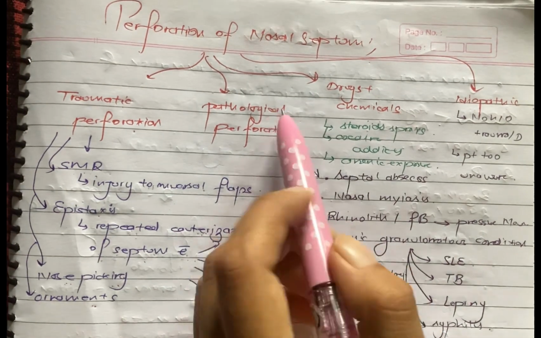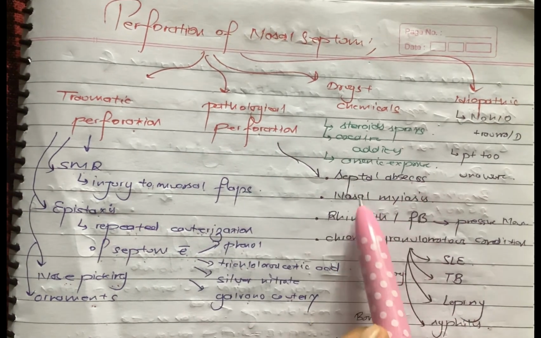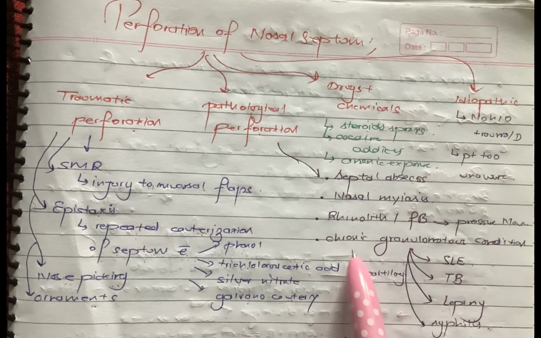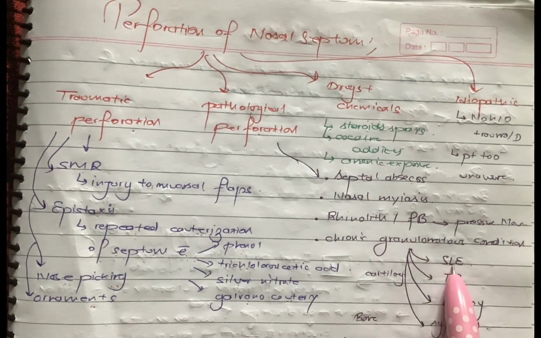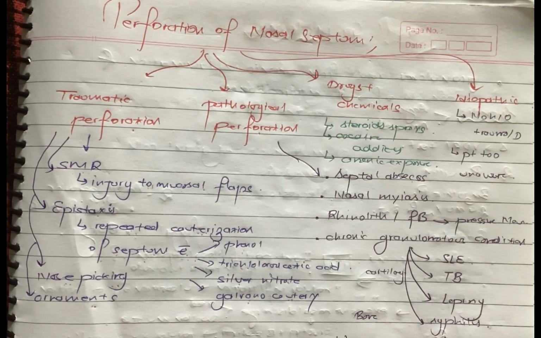Now talking about the pathological perforations, it could be due to septal abscess, nasal myiasis, rhinoliths, foreign body, chronic granulomatous conditions like SLE, TB, leprosy and syphilis, and Wegener granulomatous diseases.